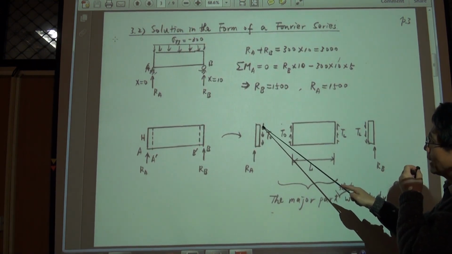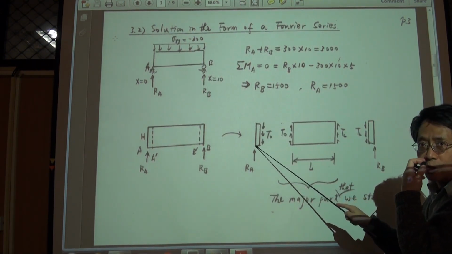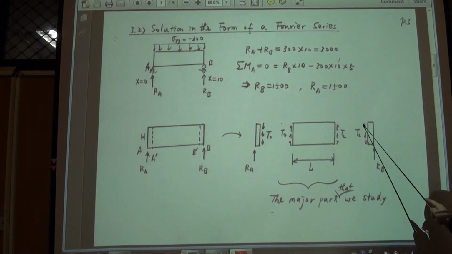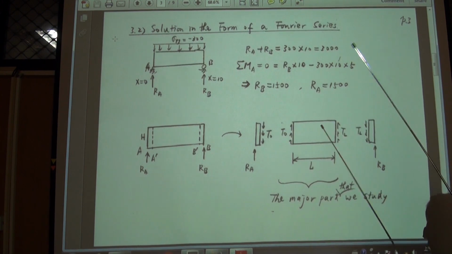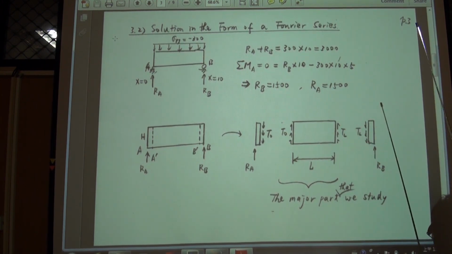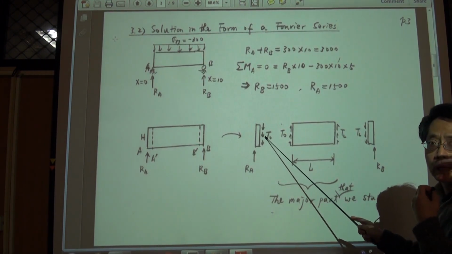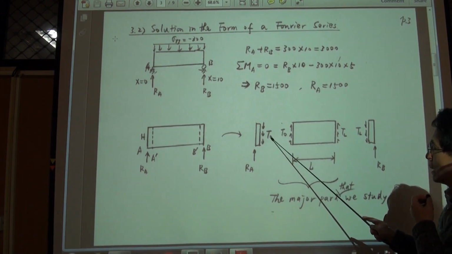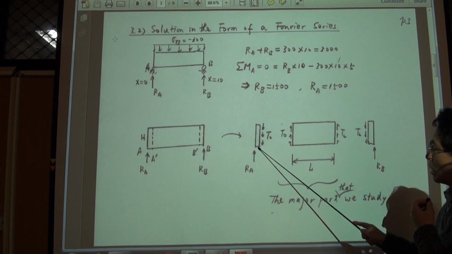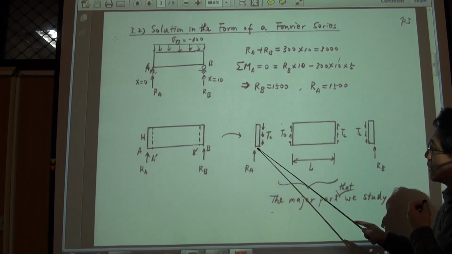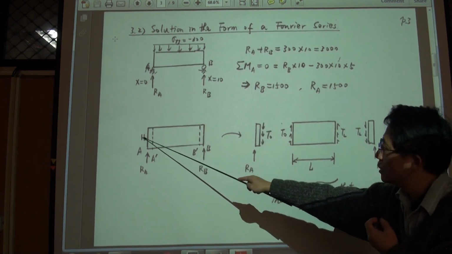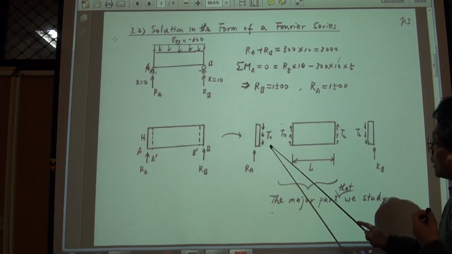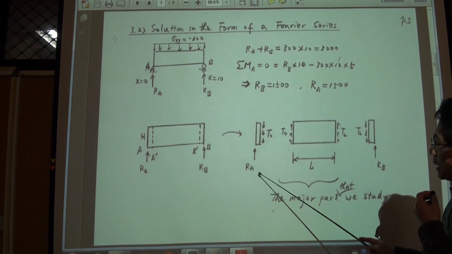Now, see here. In the free body, we have a distributed shear force here. And in the free body, we have distributed shear force here. We assume that the shear stress here is uniformly distributed. So T0 times the height, this length maybe called H, T0 times H equal to RA. So T0 can be computed.